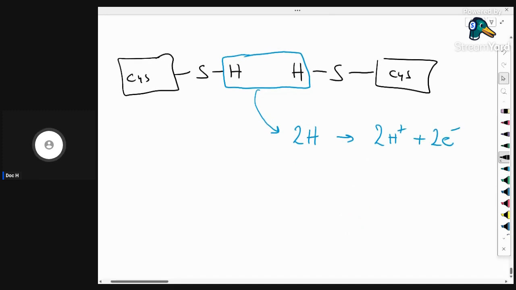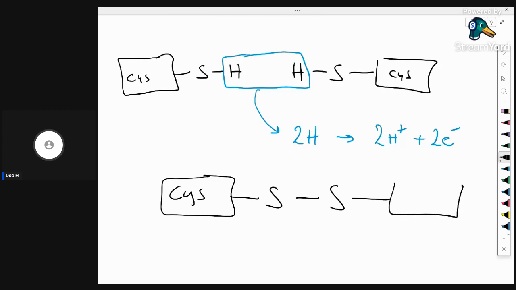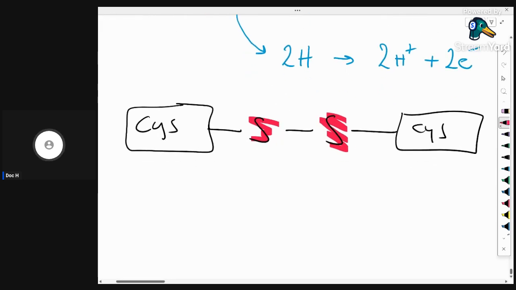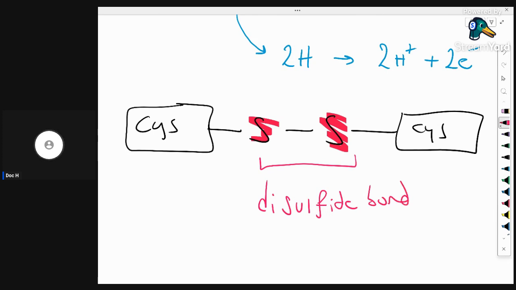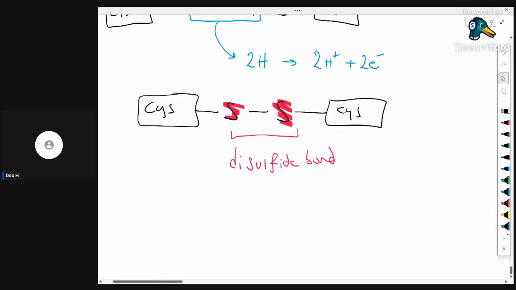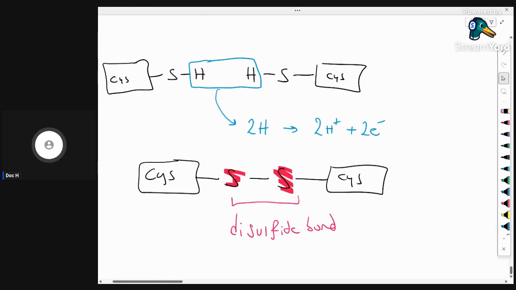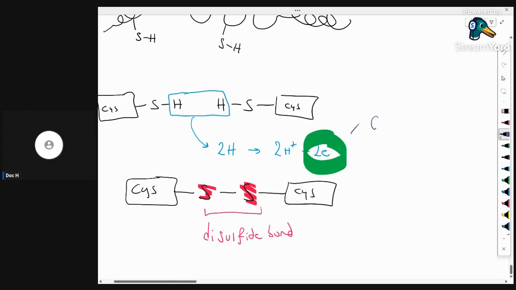And the result is we then have a bond between this cysteine on the left and the cysteine on the right via two sulfur groups, two sulfur bridges. So this is called a disulfide bond. Okay, and it's a type of covalent bond that can happen. And by the way, we have lost electrons here.